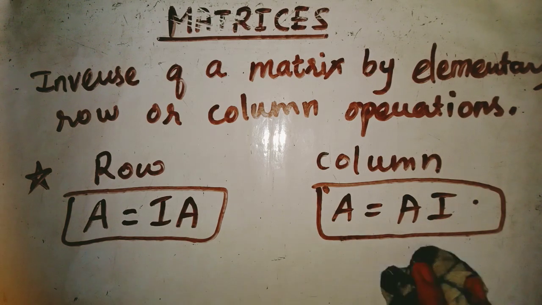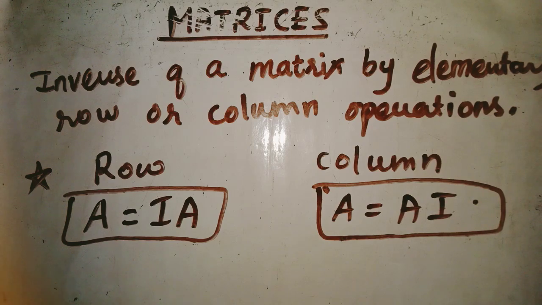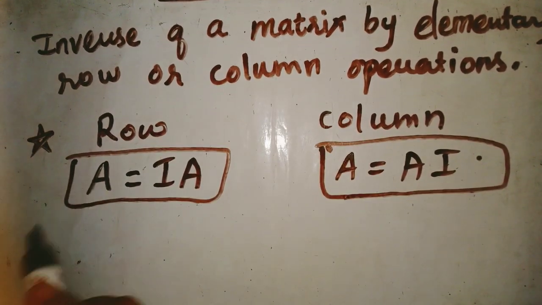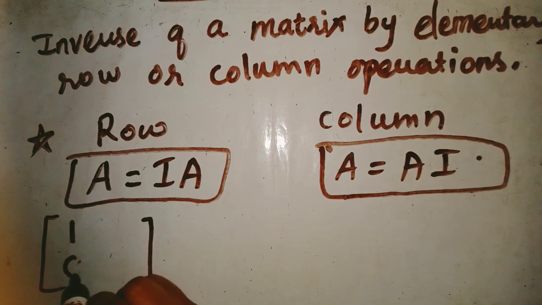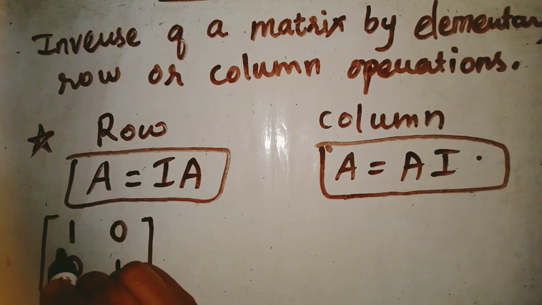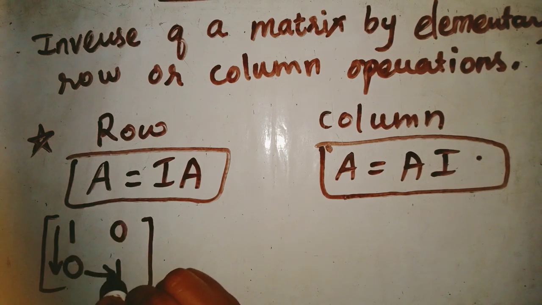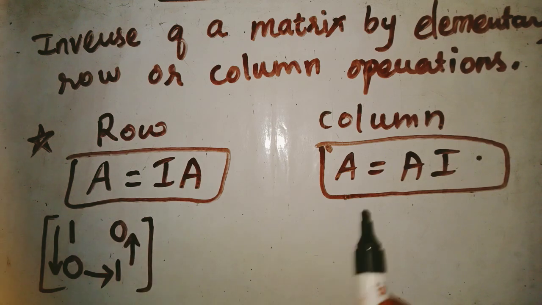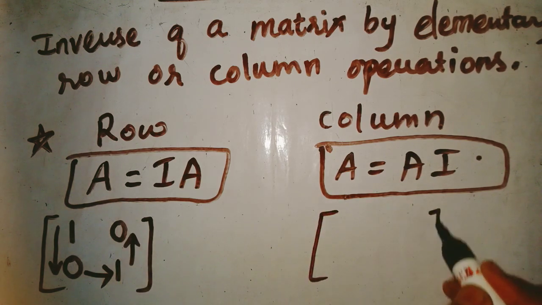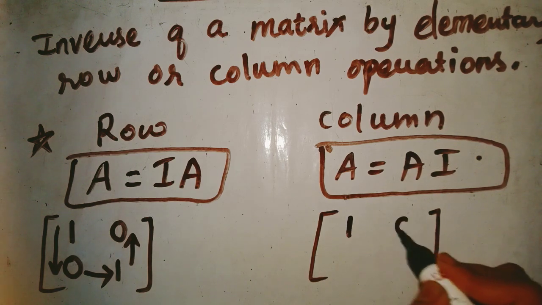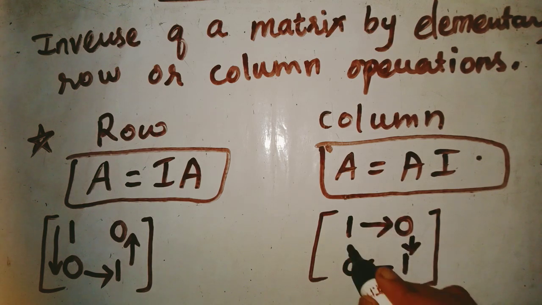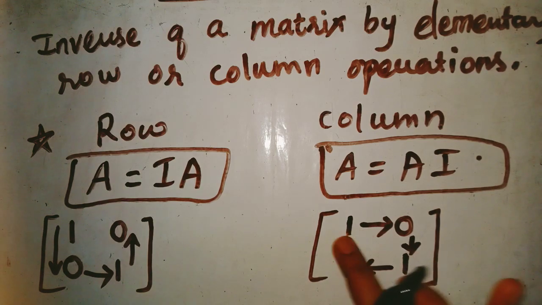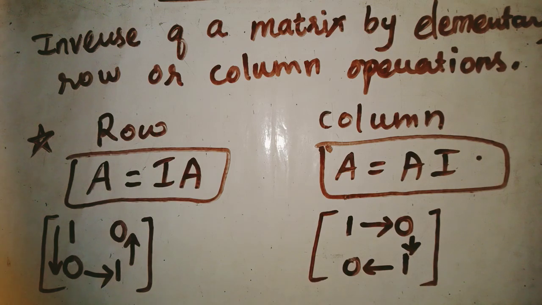Now while applying a row operation or column operation, if you are starting with a row, then you have to go like this. You have to make this 1 first, then 0, then 1, and then 0. That is, you have to follow this process. For a column operation you have to go like this: 1, 0, 1, 0. That is, you have to go this way. This you have to keep in mind.